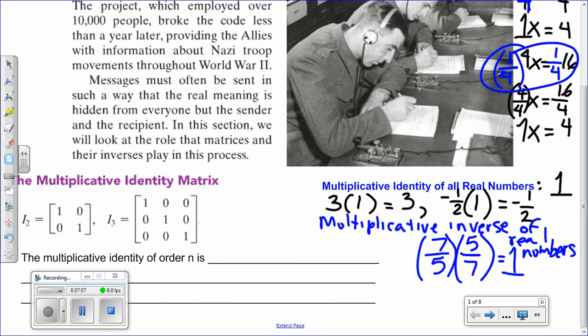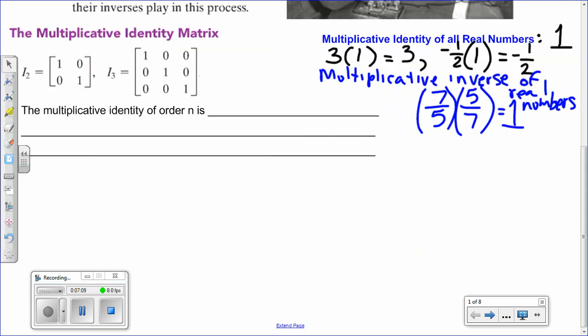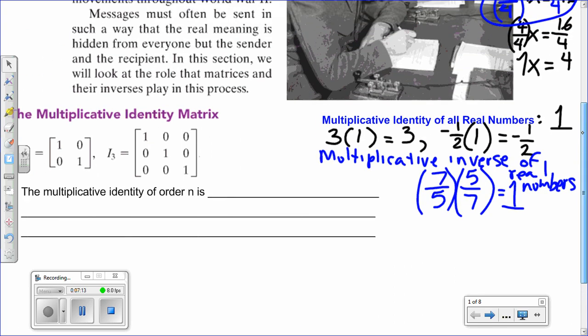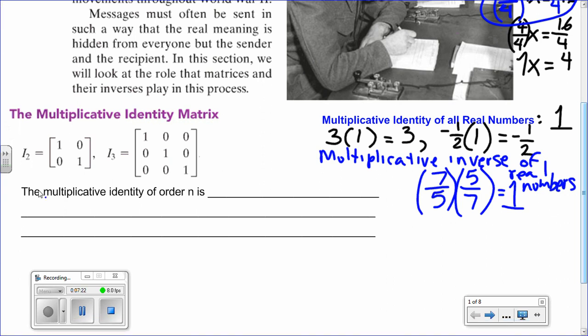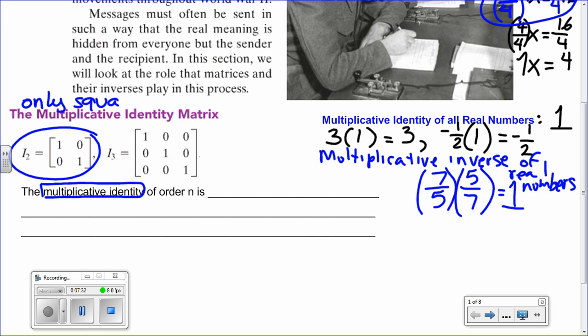So that concept translates into matrices. And in section 8.3, we talked about the zero matrix, which is just a matrix with zeros inside all the entries. That was the additive identity. But now the multiplicative identity for matrices is the one that looks like this. By the way, this one only applies to square matrices. Only square matrices. That means that we have the same number of rows and columns.